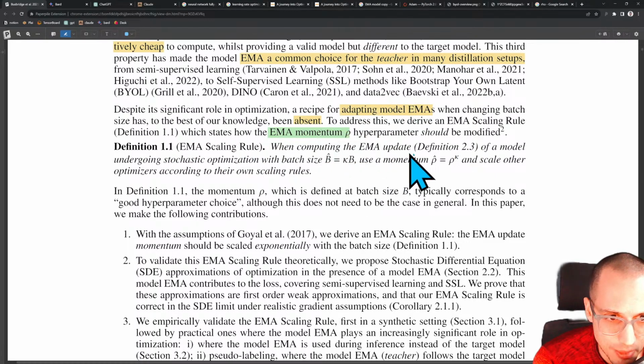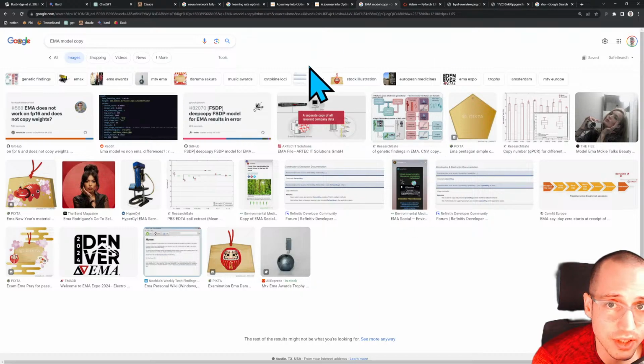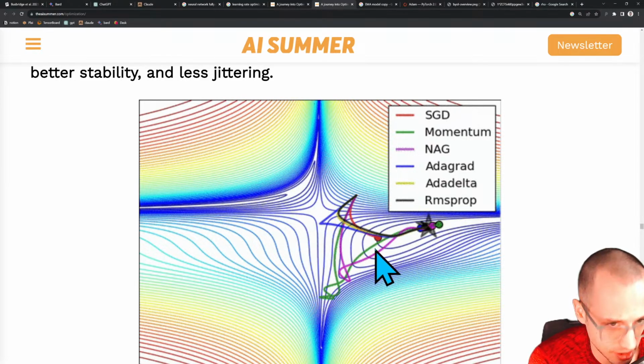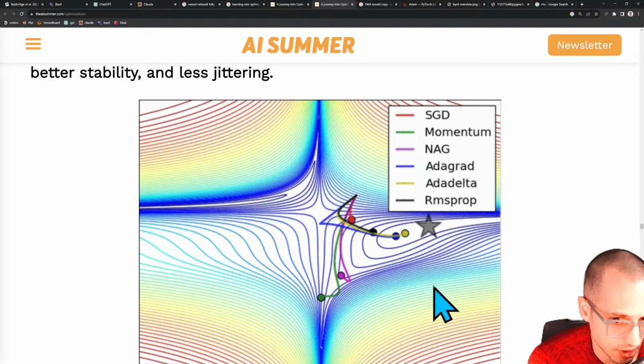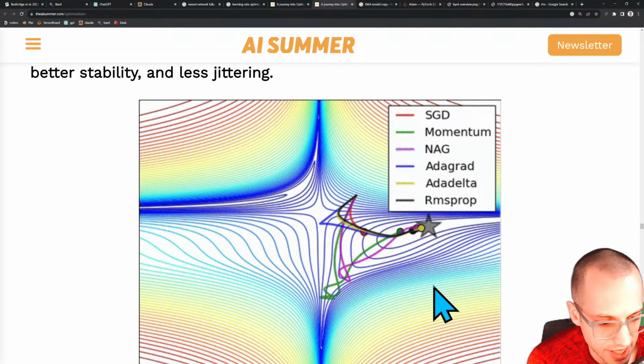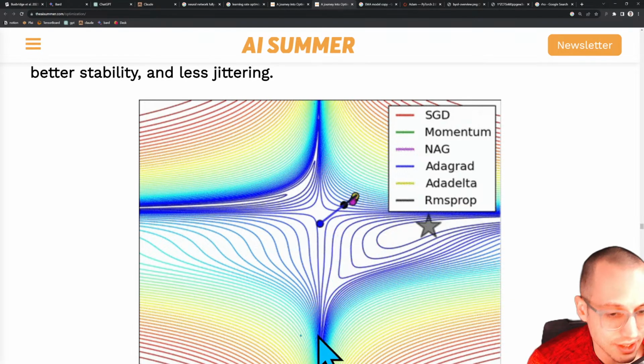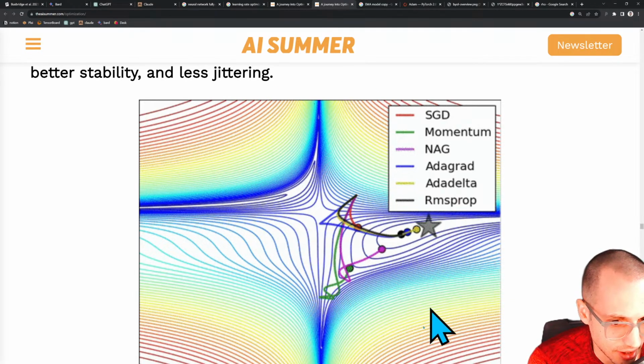When computing the EMA update of a model undergoing stochastic optimization, stochastic just refers to the randomness of this optimization. And why is it stochastic? It's because we don't actually know what the answer is, right? You don't know that this star is here. You're just taking gradient steps based on batches of data. But those batches of data are just a sample or an approximation of the actual underlying distribution. So you're stochastically exploring the possible values for the weights.